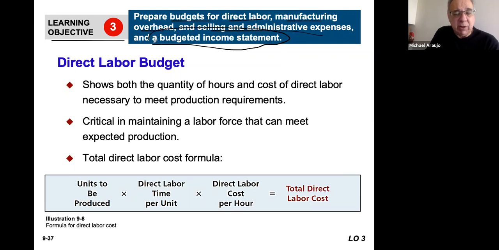And then once we have all that information, what's probably the most important thing in this part of the chapter is learning what's called the budgeted income statement. So it's actually an income statement based on the budgets. Okay, so you're going to learn how to do that.